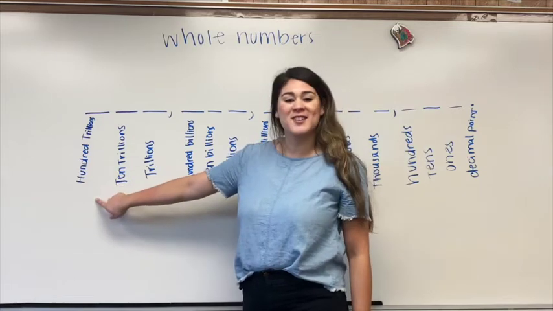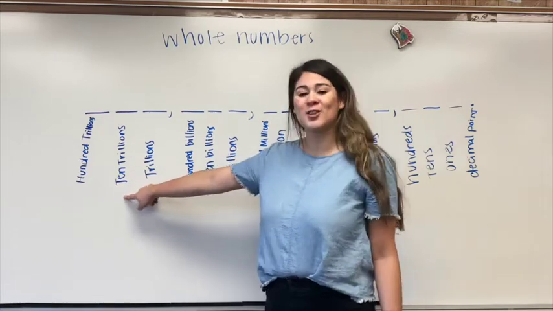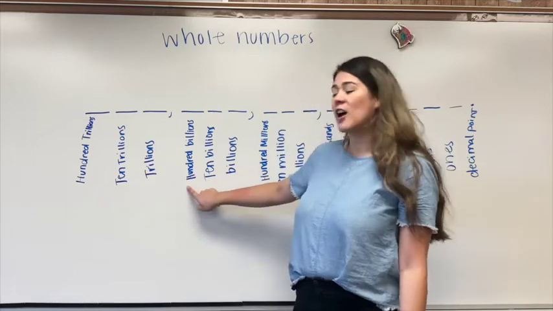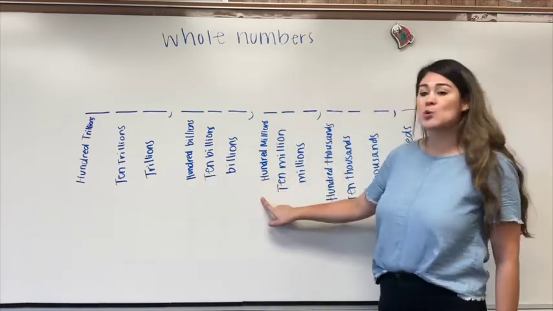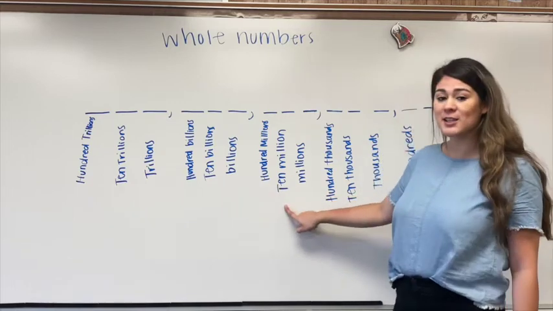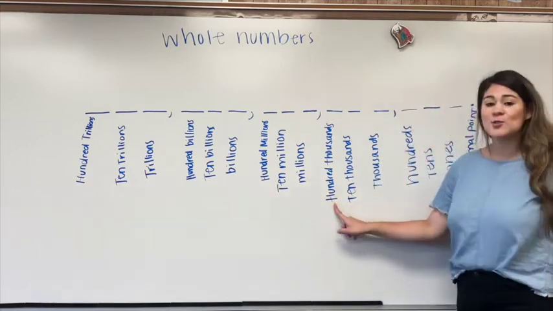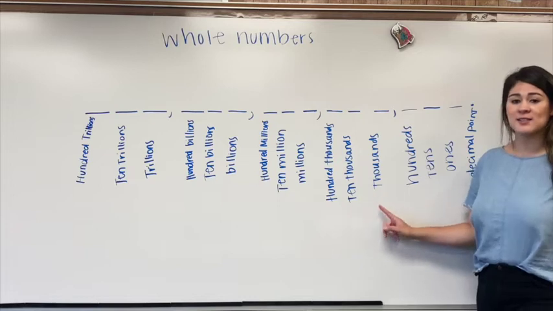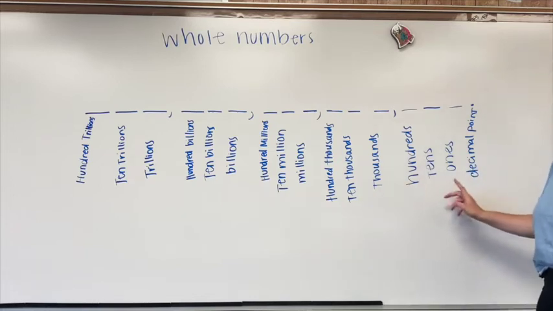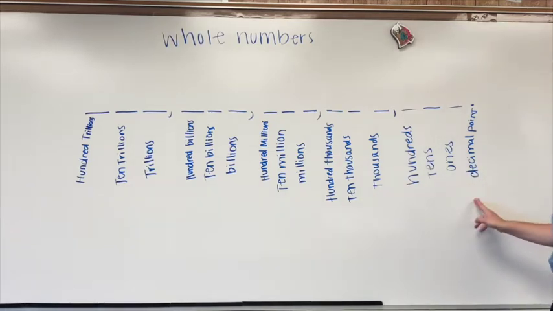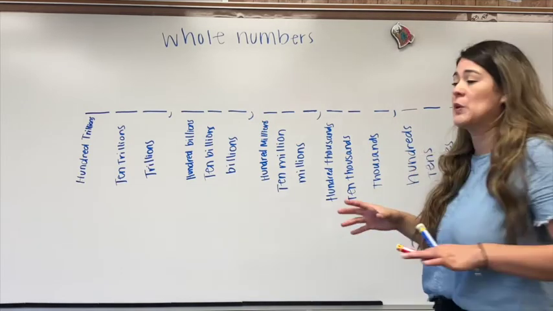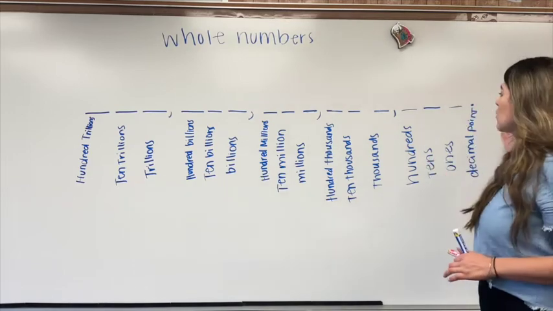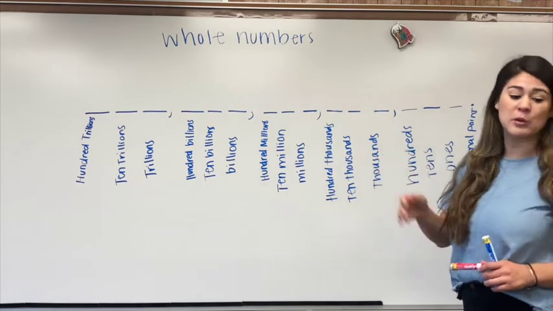Let's start with this side. 100 trillions, 10 trillions, trillions, 100 billions, 10 billions, billions, 100 millions, 10 millions, millions, 100 thousands, 10 thousands, thousands, hundreds, tens, and ones, and our decimal point right here, okay? So we have our decimal point right here because we're talking about whole numbers, and we know that a whole number is going to be to the left of a decimal point.